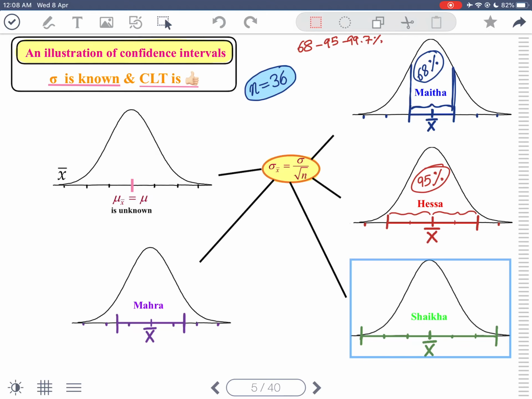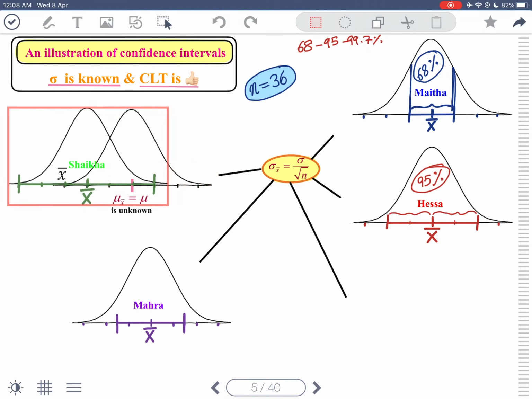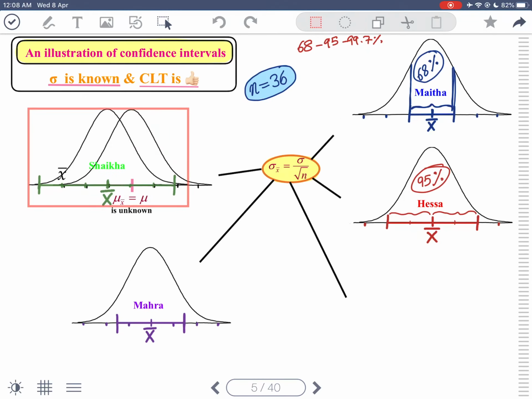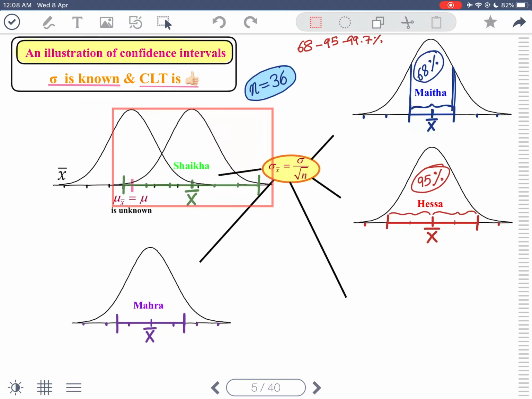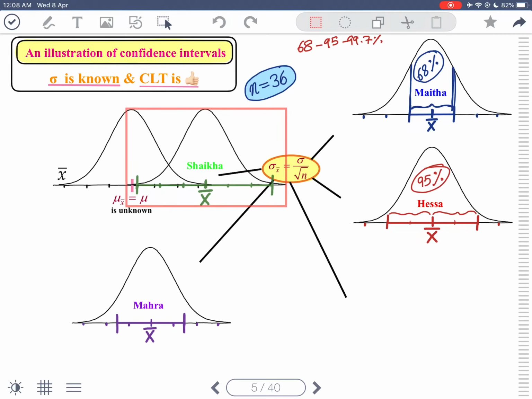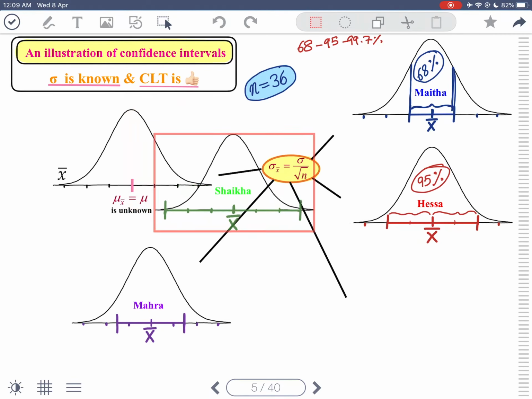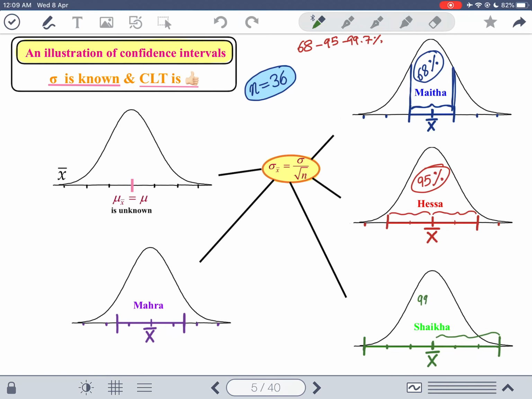Okay, and of course Sheikha took the last one where she is 3 standard deviations away from the mean. So look at her chances. The chances are that if her sample mean is within 3 standard deviations from the population mean that we are trying to estimate, then she will contain it in her interval. See, unless she falls outside 3 standard deviations away from the mean, then the population mean will not be there. Okay, and remember from the empirical rule that for Sheikha, if you go 3 standard deviations away from the mean, she captures 99.73%. Let's say just 99.7.